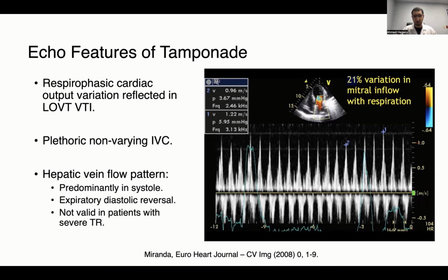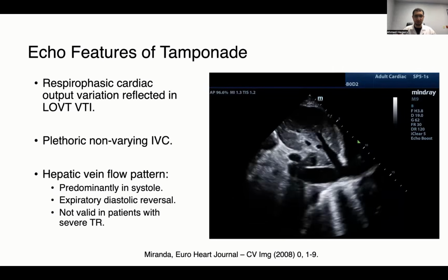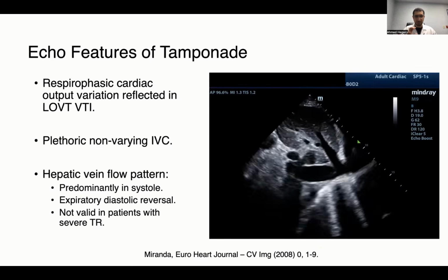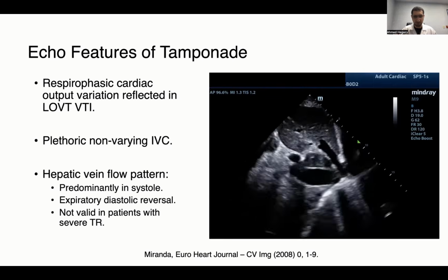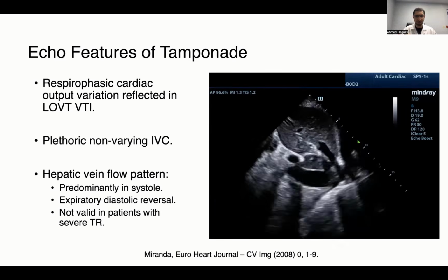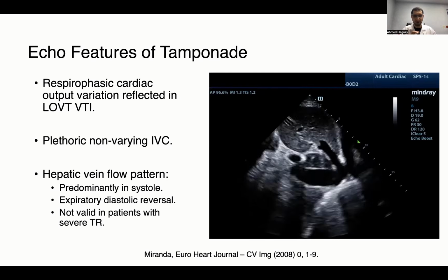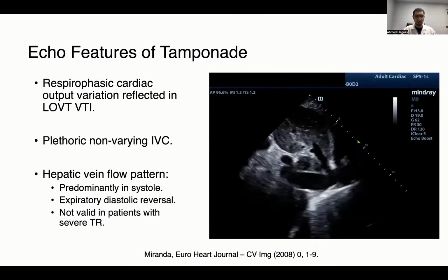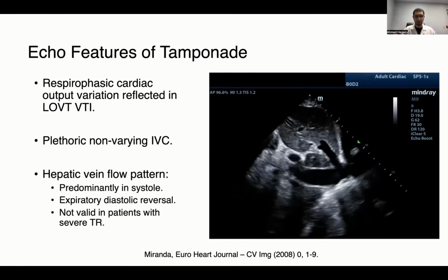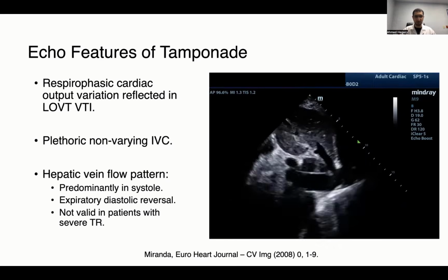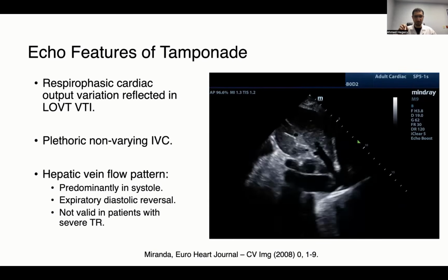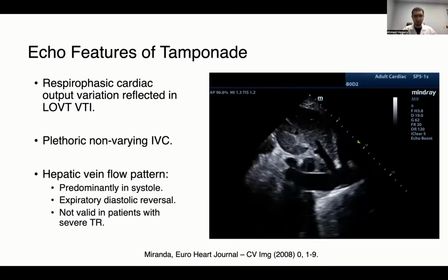You should also be able to demonstrate that the IVC is plethoric, distended, and has no variation with respiration. This is a very important feature of tamponade, a plethoric, distended IVC that does not vary with respiration. If you put the echo probe on a patient and their IVC is flat and there's a lot of variation with respiration, that rules out tamponade physiology. This patient does not have pericardial tamponade. The IVC must be distended and must have no variation with respiration.